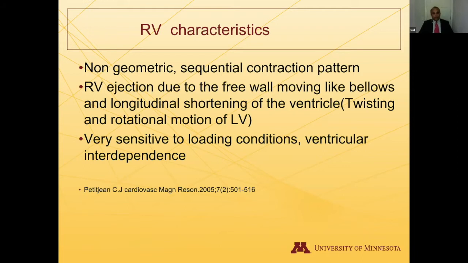How does the RV contract? We all know that the left ventricle has a twisting and rotational motion, and that's how it empties out the blood inside the chamber. The RV has three different mechanisms. There is contraction of the free wall moving like bellows. There is longitudinal shortening of the ventricle, and there is contribution from the interventricular septum, which contributes, depending on where you look, between 20 and 40% of the right ventricular ejection fraction.